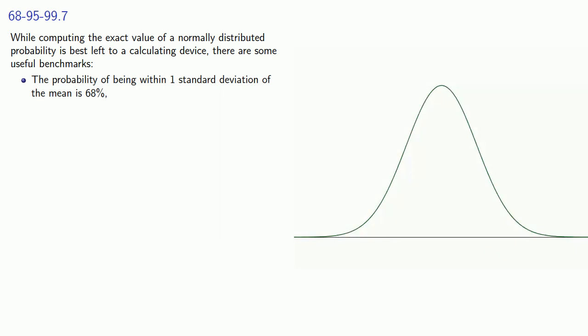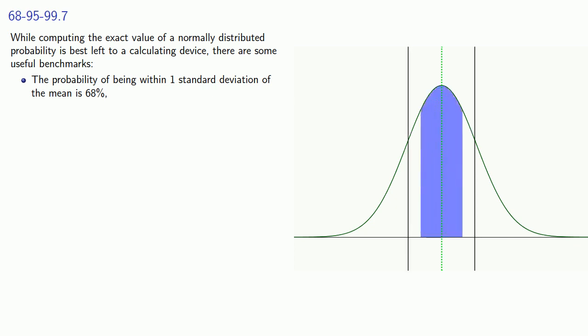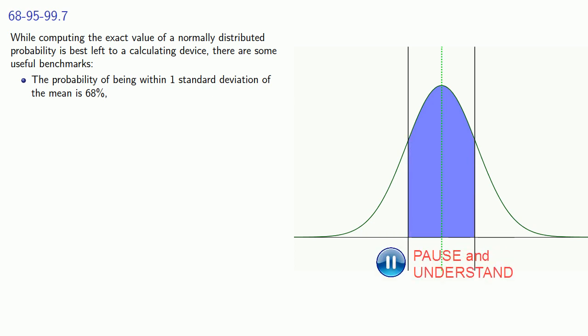While computing the exact value of a normally distributed probability is best left to a calculating device, there are some useful benchmarks. The probability of being within one standard deviation of the mean is 68%. So if we take our bell curve, mark the mean, and mark one standard deviation above and one standard deviation below, the area between these two lines is 68% of the total area. And since the area is the probability, that says the probability we're within one standard deviation is 68%.